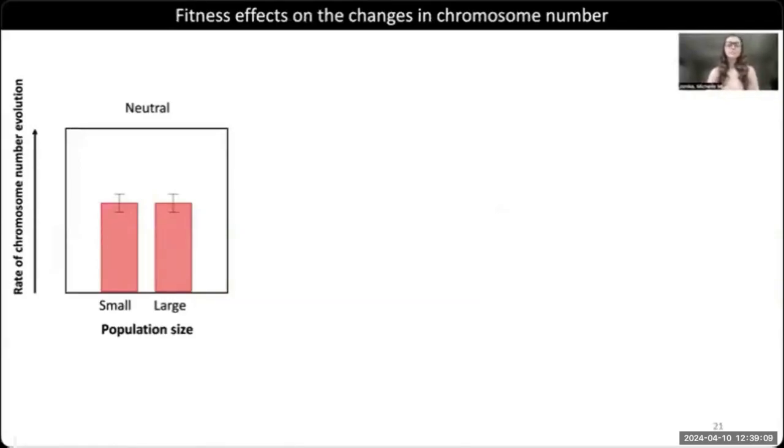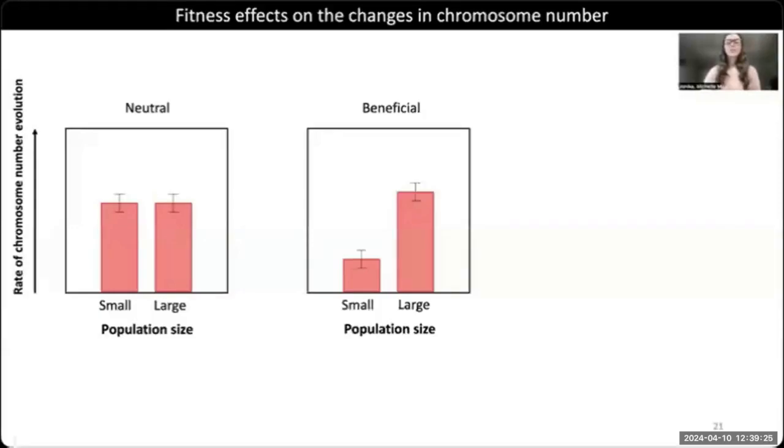chromosome number evolution. And so in this first panel that I have pictured here, if changes in chromosome number evolution were neutral, then we can think that the rate of chromosome number evolution would be similar in populations with both large and small effective population size. If changes in chromosome number were beneficial, which is shown in this middle panel, then we can think that the rate of chromosome number evolution would be higher in populations with large effective population size with respect to populations with small effective population size, because selection is more efficient in populations with large effective population size.